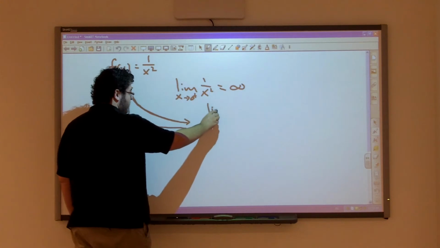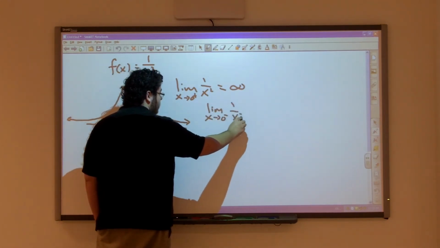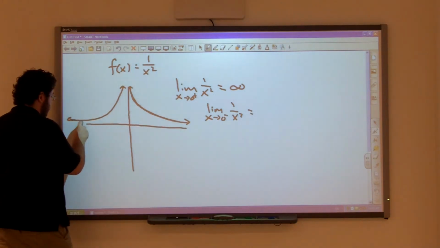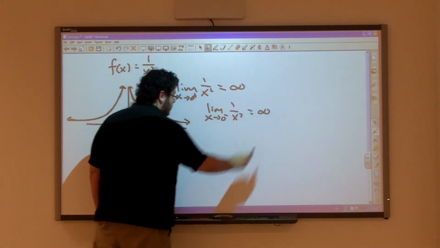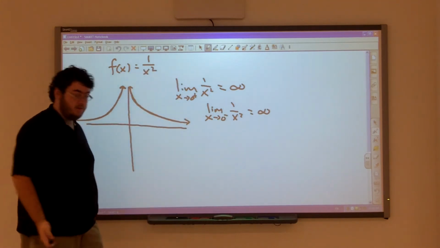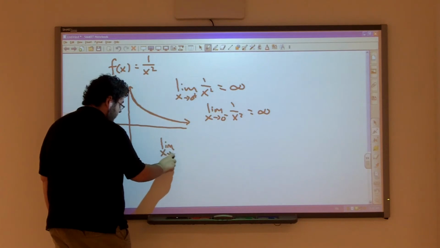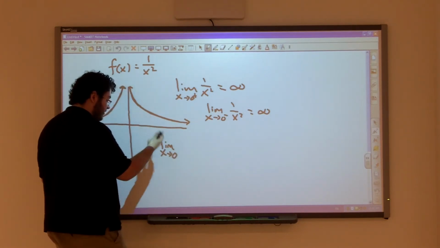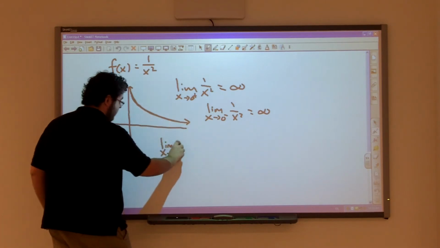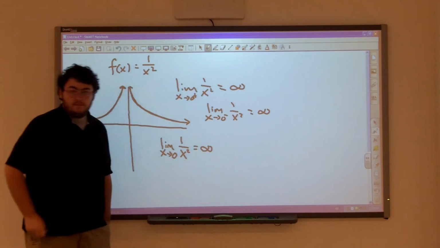But now we also have the limit as x goes to 0 from the left. Well, now we're approaching 0 from the left, but look, we also get infinity. So, the limit from the left equals the limit from the right, therefore we conclude the limit exists. So we can write the limit as x goes to 0 of 1 over x squared is infinity. We don't have to put a plus or minus because this is just in general for both sides.